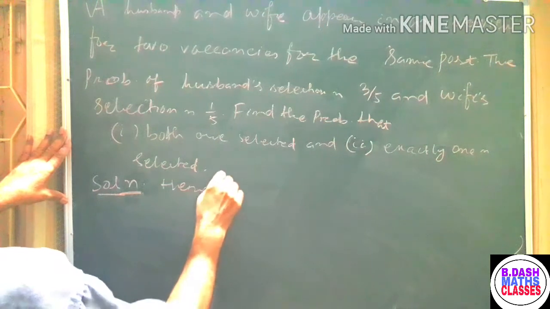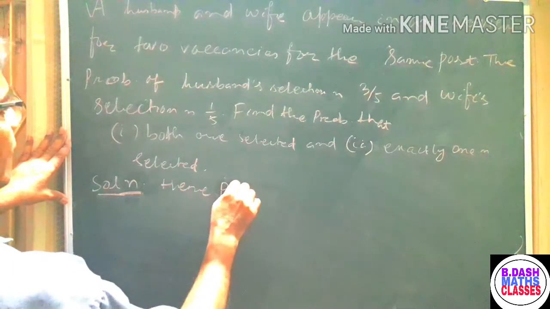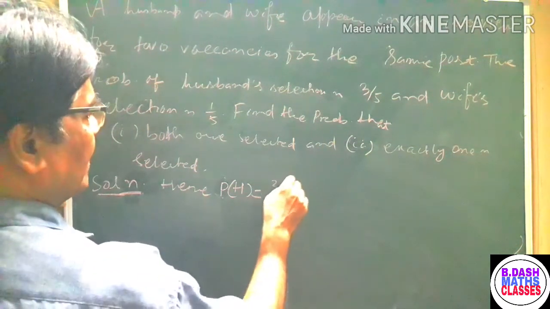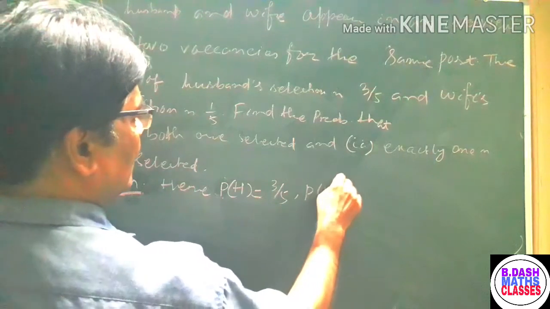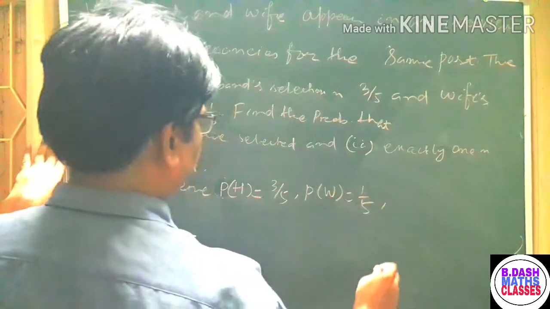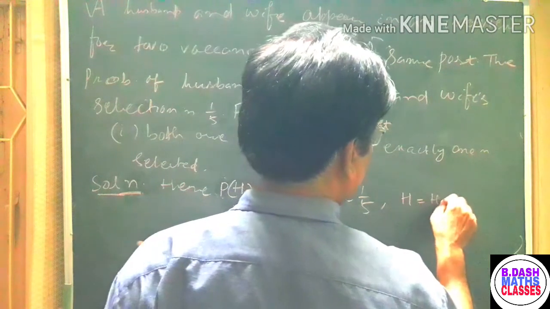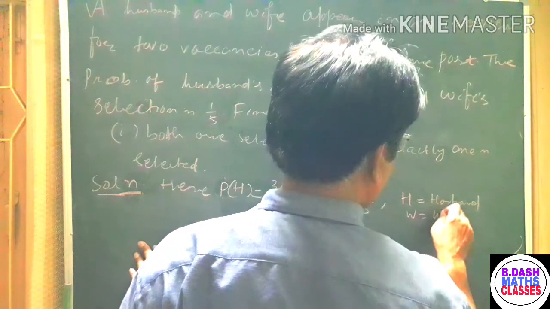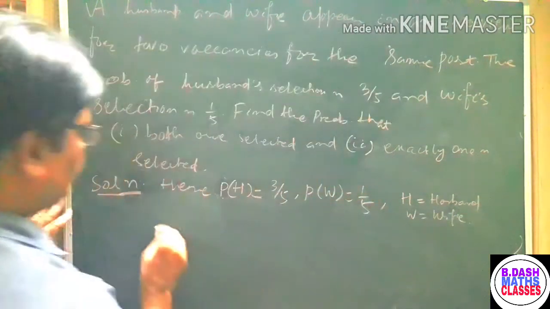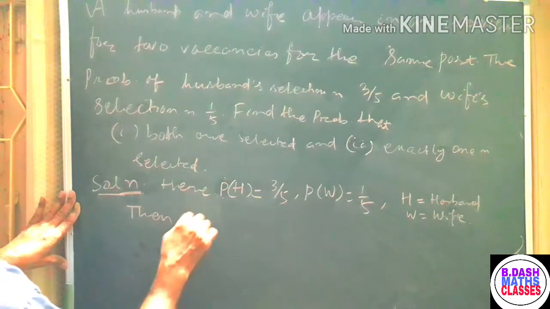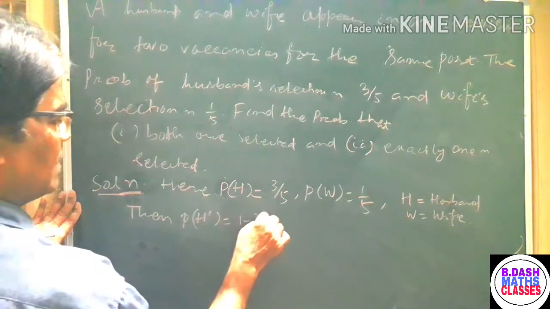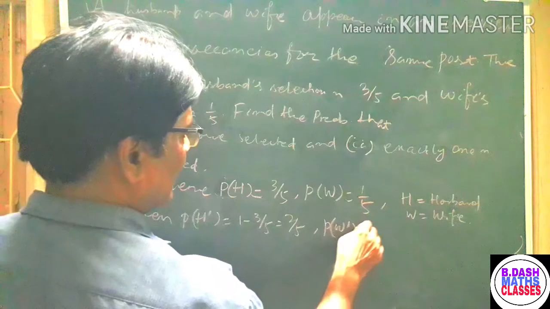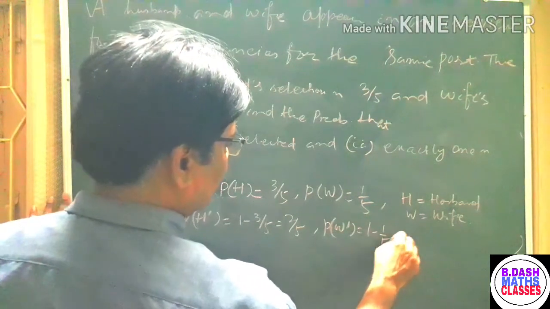Here, the probability of husband selection is equal to 3 by 5. The probability of wife selection is 1 by 5. Where H stands for husband and W stands for wife selection. Then P of H dash is 1 minus 3 by 5, which is equal to 2 by 5, and P of W dash is equal to 1 minus 1 by 5, which is equal to 4 by 5.